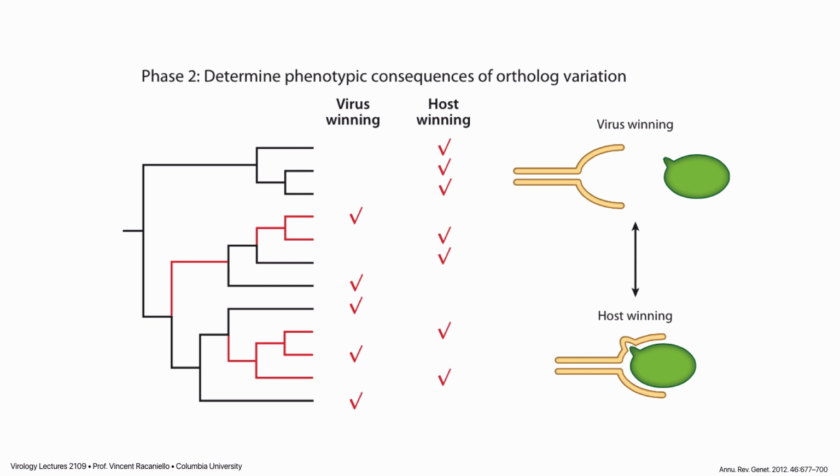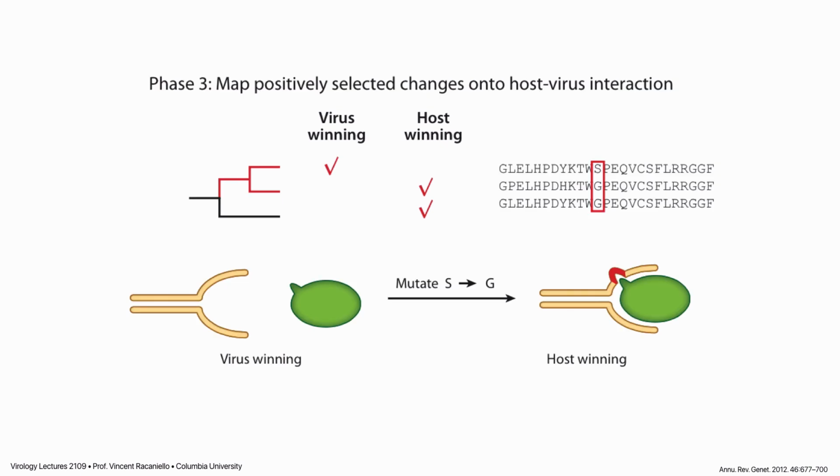So you can sort all this out in cell culture, and you can look at the amino acids in the host protein and in the virus protein that mediate this effect. And then you can map the changes on the interaction. If you happen to know how the virus and the host proteins interact, you can have crystal structures of these. You can map these changes. Here's a positively selected codon in a host protein. When it's an S, the virus wins. When it's a G, the host wins. And if you can make mutations at these specific places in the proteins and duplicate the finding at the level of individual proteins.